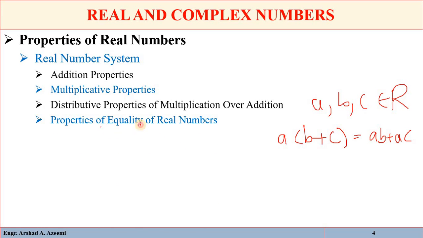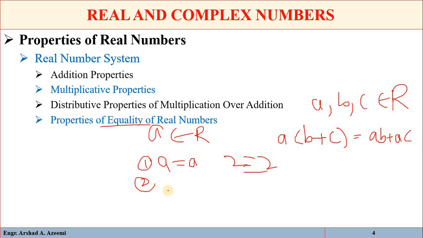Then we have the properties of equality. If we have a real number A, that number will be equal to itself. For example, 2 is equal to 2. This is called the reflexive property, meaning a real number is equal to its own self. Second, suppose we have two real numbers A and B. If A is equal to B, then B will be equal to A. So this is called the symmetric property.